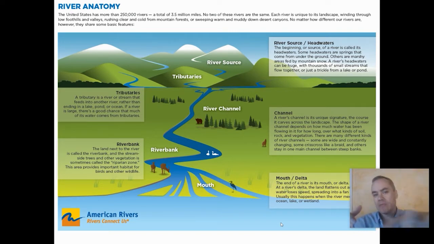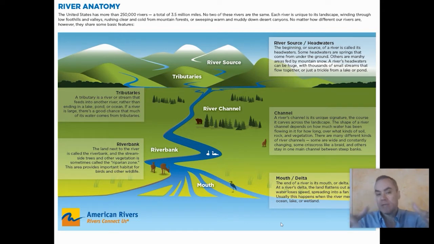And as the river comes down from the source, it's joined by tributaries, which add to the river, hence the name tributaries. And it keeps on going through its channel. The channel is the space in the ground, the groove in the ground that the river runs through. And then the areas right alongside the river are called its banks.